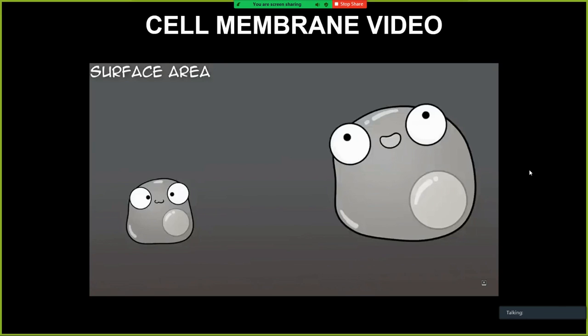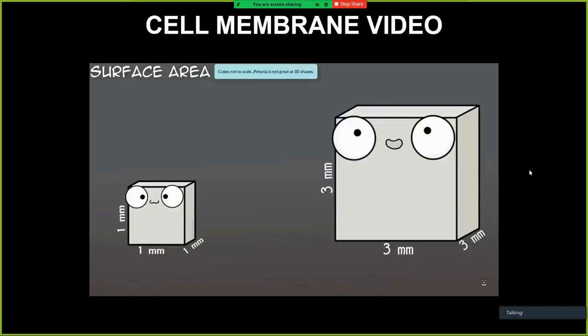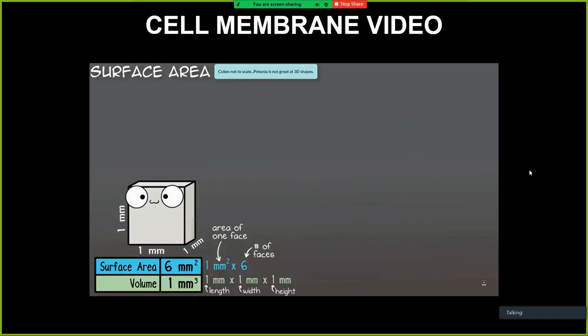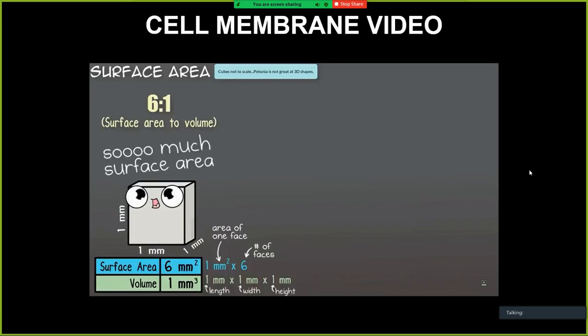If we do a little bit of math here between these two models, I'm going to use popular cube models instead of egg-shaped models because it's a little faster for me to do surface area and volume calculations. See how here there is a big difference in surface area to volume in the smaller model? 6-to-1 ratio. That means the surface area in this small model is 6 times more than the volume. Look at this beautiful ratio with so much surface area.